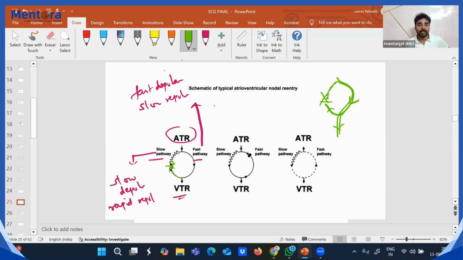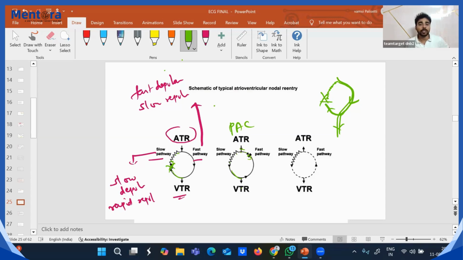So what will happen here from the atria, it will go into the fast pathway, it depolarizes the ventricles. Now the fast pathway cannot be entered here because it's in the repolarization state. Now suddenly a premature atrial complex has come. When this premature atrial complex has come, what will happen? This complex cannot travel here because it is already repolarized. Fast depolarized and slow repolarizing. It's already repolarized. It cannot travel like this.